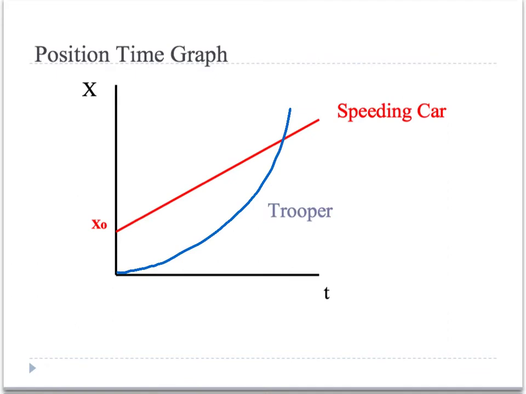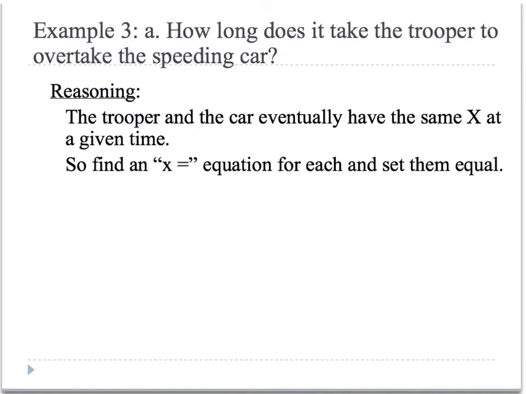So here it is with a little better labeling. We've got the initial position for the speeding car here, then the linear graph for the speeding car, and then the increasing slope line for the trooper. This initial position is going to make a difference, and so is the idea that these are at the same position at the same time.